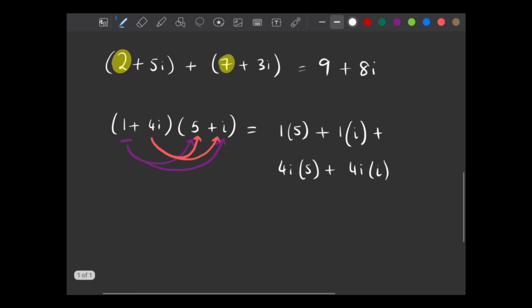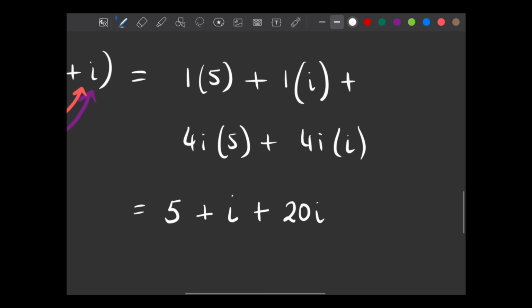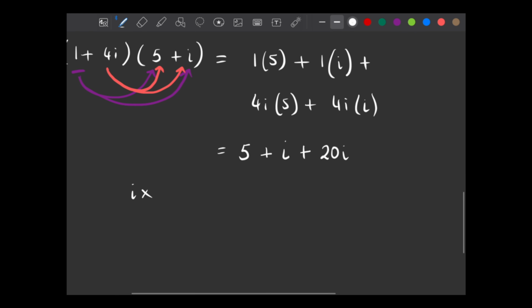And simplifying this, 1 times 5 is just 5, 1 times i is i, 4i times 5 gives me 20i. Now 4i times i. Let's look at what i times i is. If you remember, i is the square root of minus 1.